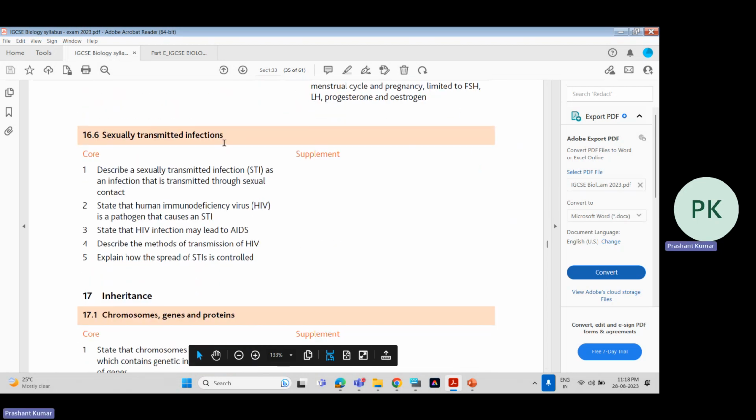sexually transmitted diseases. In this topic we'll discuss what a sexually transmitted disease is and how sexual contact causes it. Then we'll talk about the HIV virus. Then we'll talk about how HIV infection may lead to AIDS and under what conditions. Methods of transmission and how the spread of STDs can be controlled.